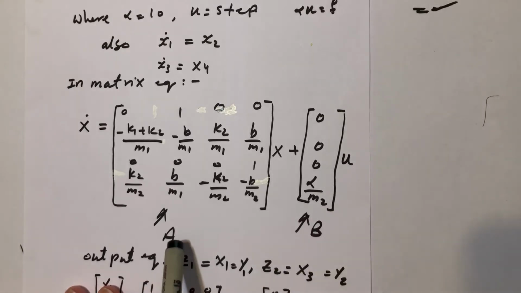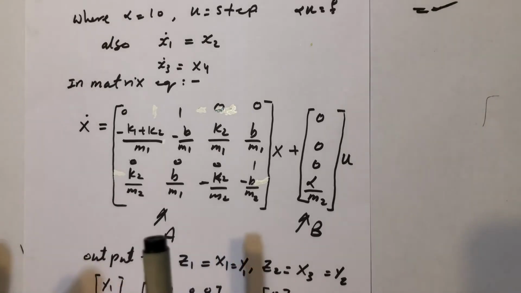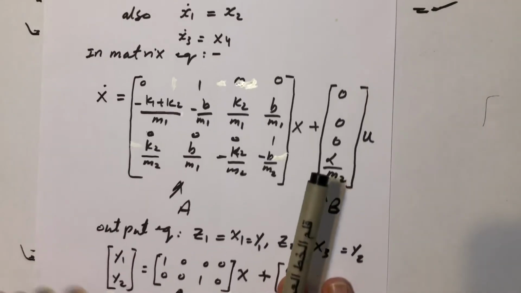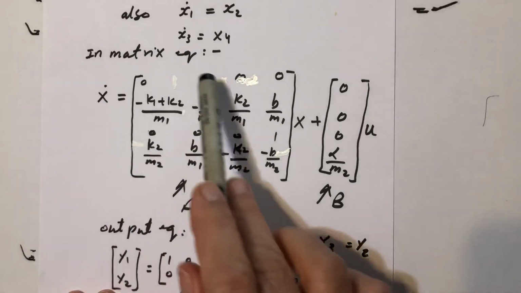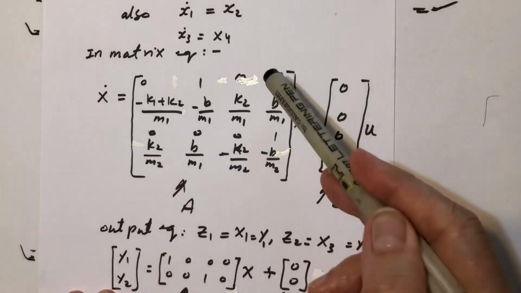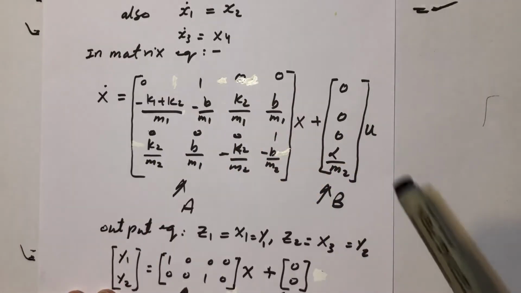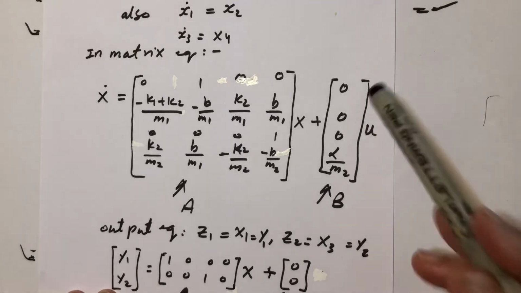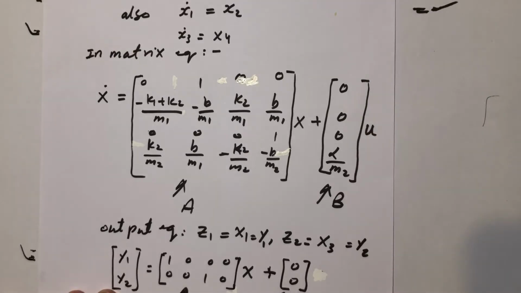You notice that we have two masses, two degrees of freedom, let's consider it. So we have A equal to a 4 by 4 matrix, and B equal to a 4 by 1, single input, let's say. Output equation: Z1 equal X1, which equals Y1, and Z2 equal X3, which equals Y2. So if we have Y1, Y2, Y1 equal to X1, that means 0.